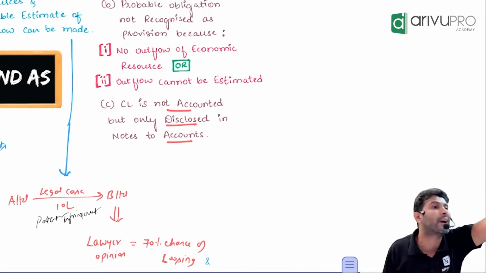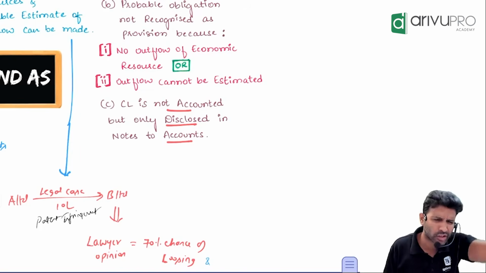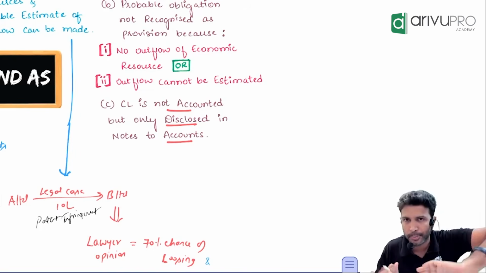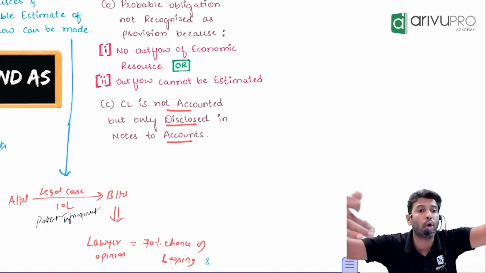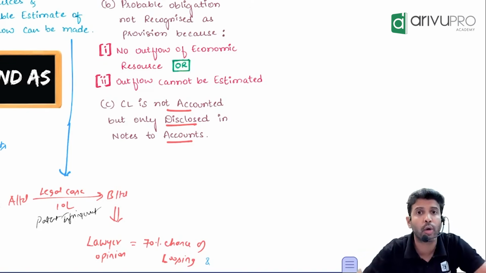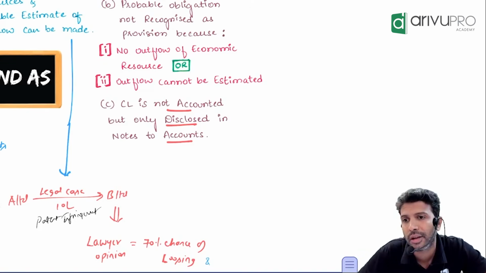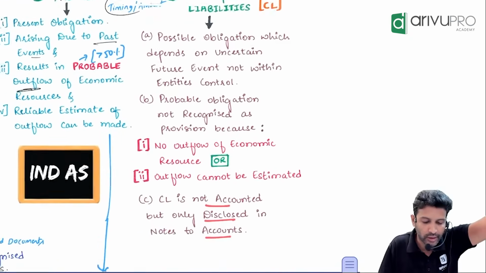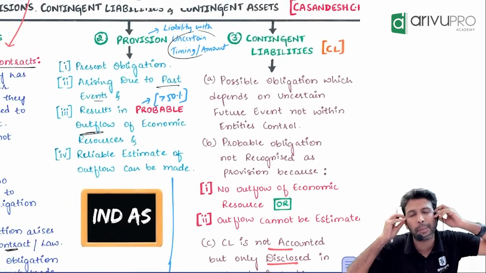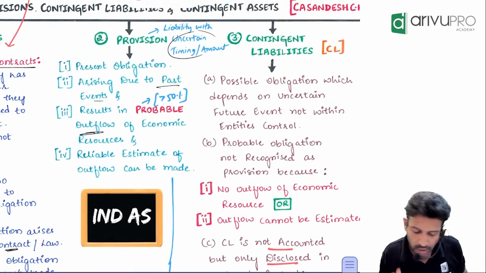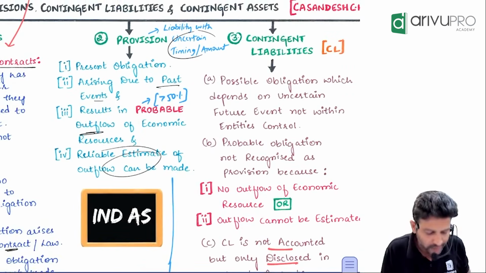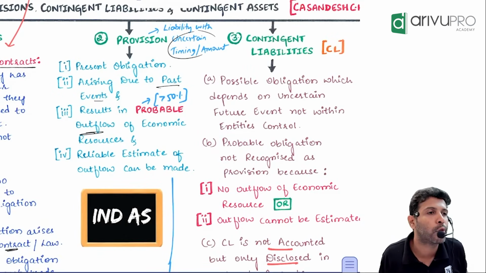Economic resource means some asset. Usually that asset is cash. Okay. Resource means simply an asset. Because of the provision settlement, an asset should go out. And that asset going out chance should be how much? More than 50%. That is what condition number 3 is saying. Failed or passed? Passed.